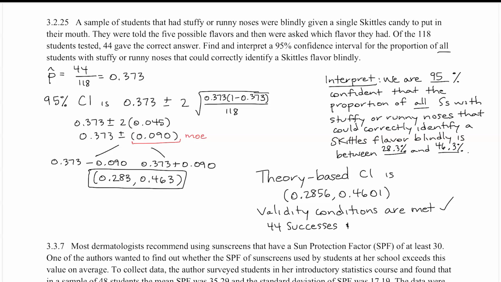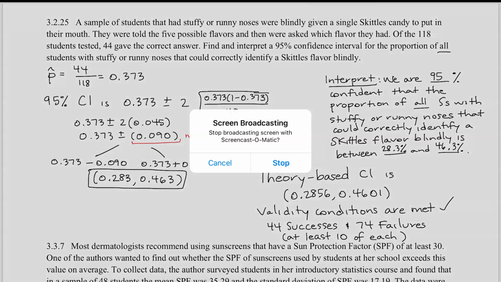And again, we have to do a little backwards calculation. Let's see, how many failures would that be? So 118 minus 44, is that 74? I believe so. I just did that in my head, so I could be wrong. So again, better to say how many successes and failures you have rather than just saying, yes, the conditions are met. We have at least 10 successes and 10 failures. In fact, in this case, we have 44 successes and 74 failures.